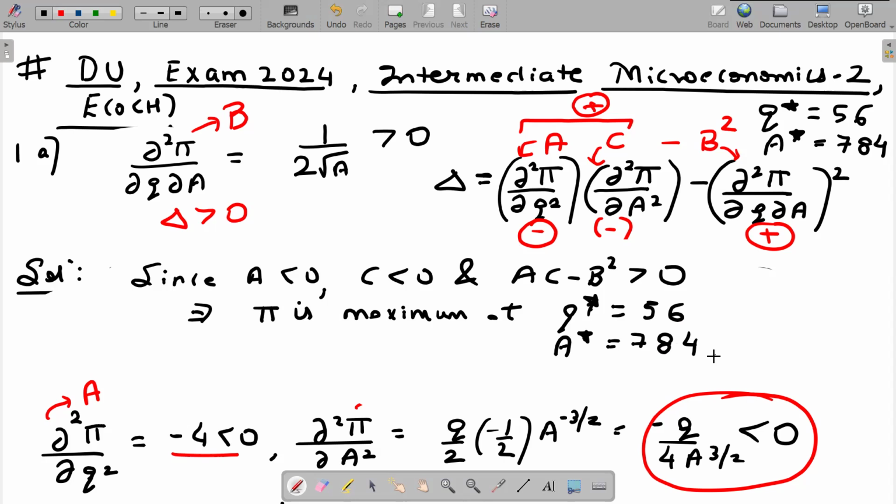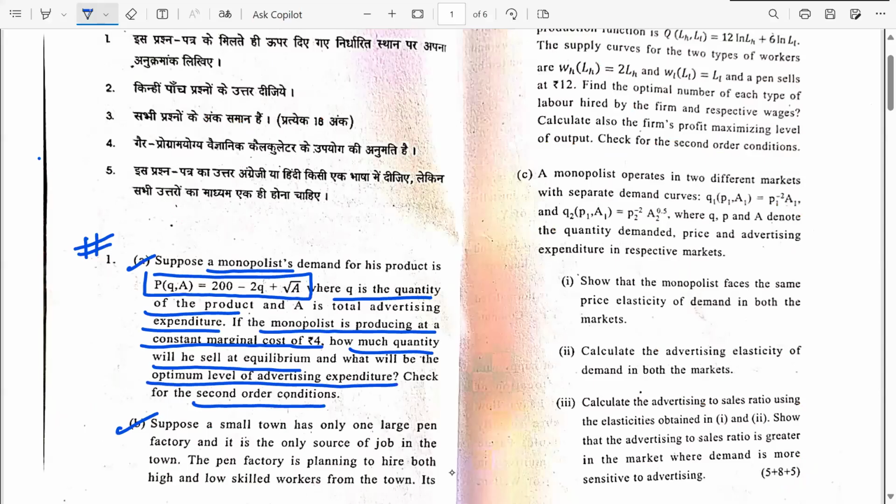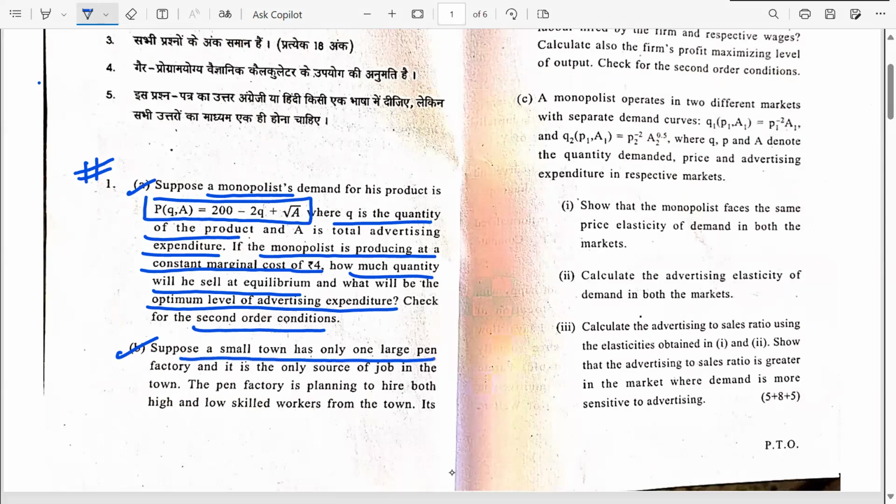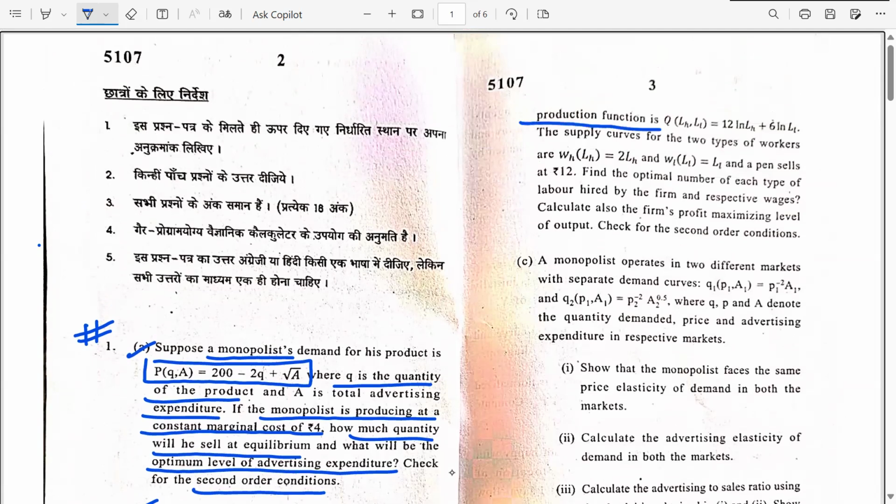Okay, now let's quickly go back to the question paper and look at question 1, part B. Suppose a small town has only one large pen factory and it is the only source of job in the town. The pen factory is planning to hire both high and low skilled workers from the town. So one factory, only one source of job, but there are two kinds of workers, high skilled and low skilled. Its production function is given as follows.